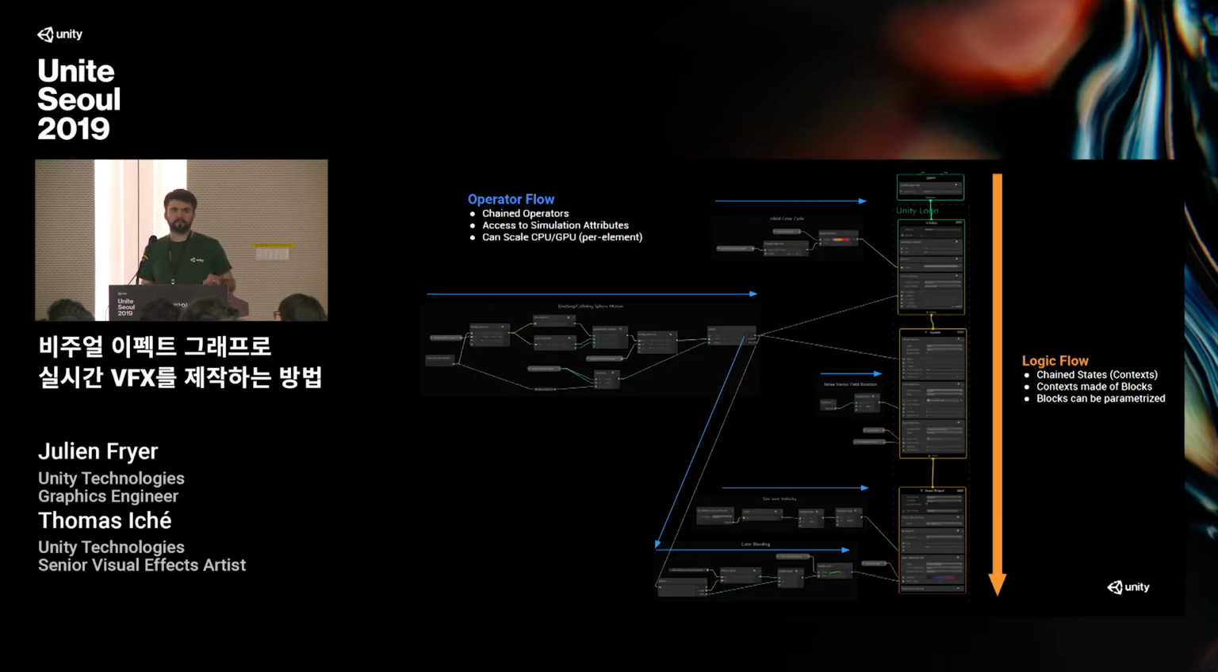These nodes are what we call operators, and this is the other flow in the visual effects graph. It's a horizontal flow, and it goes from left to right. By chaining operators, you are able to generate math operations, sample textures, sample curves and gradients, and perform really complex and custom behaviors.